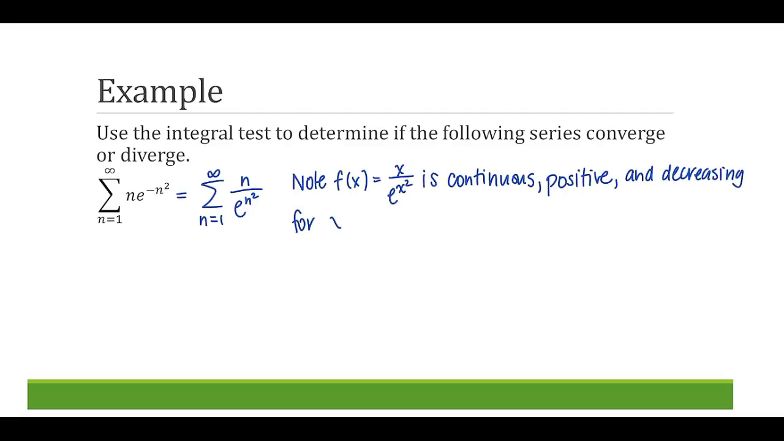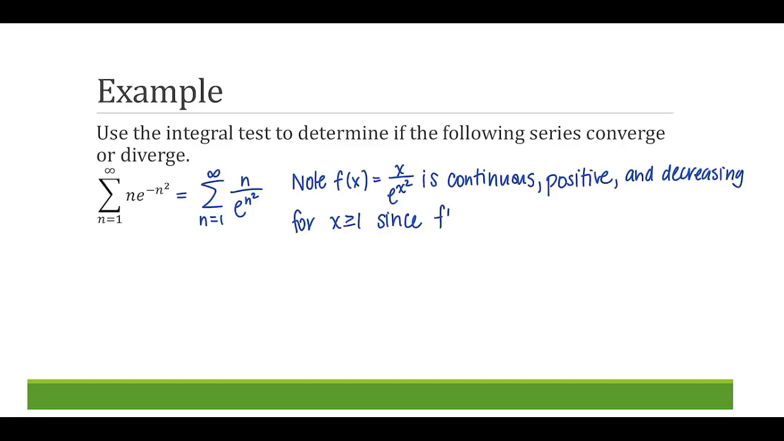for x values greater than or equal to 1 since, and now we actually have to verify this decreasing part. So we know that this is positive and we know that this is continuous because it's a quotient of two continuous functions and a composition of continuous functions. So we know all that, but we want to verify that it is decreasing. So to show that this function is decreasing, we're going to have to take its derivative.